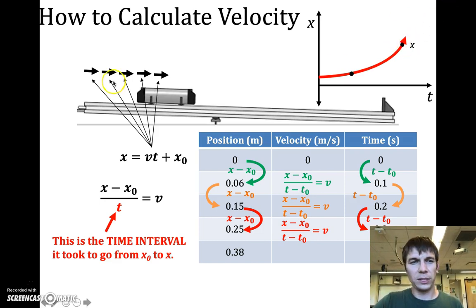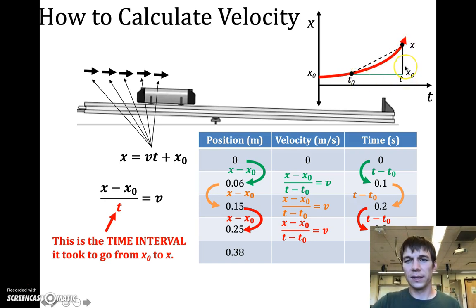So if we pick two points, maybe this point here to this point here on this graph, this is going to be my x, and this is going to be my x naught. So this point here is my x naught, and this point here is my x. And this vertical distance on the graph is x minus x naught. That would just be the difference between those two points. How far did it go? And then the time would be the difference between these two points right here. How much time did it take to go this far?